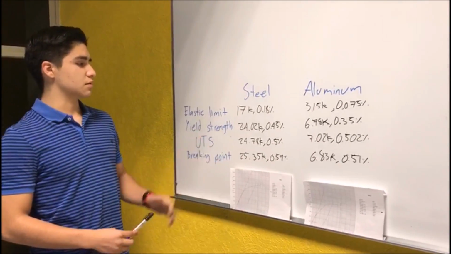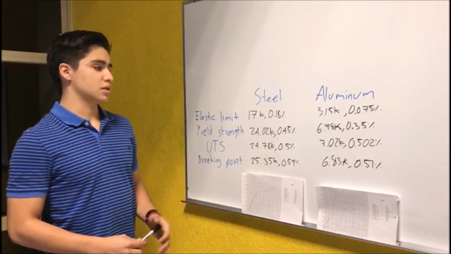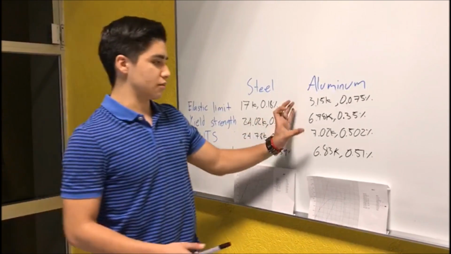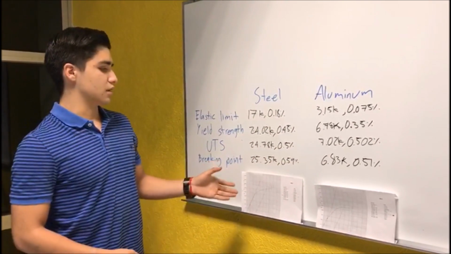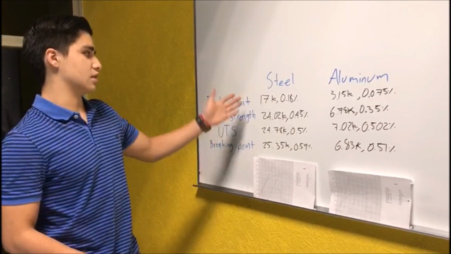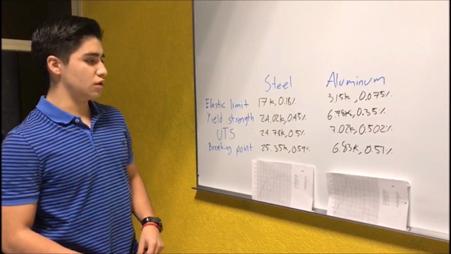This shows that aluminum is weaker than steel, since with the lowest load we reach the breaking point and the ultimate tensile strength, and the steel needs more load.